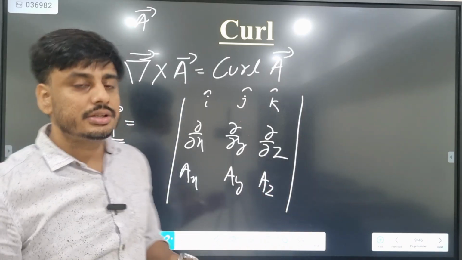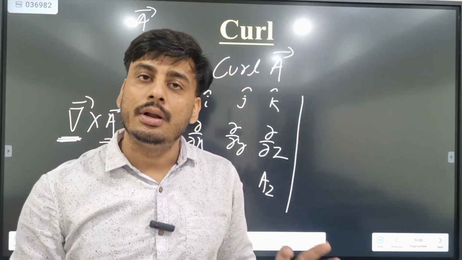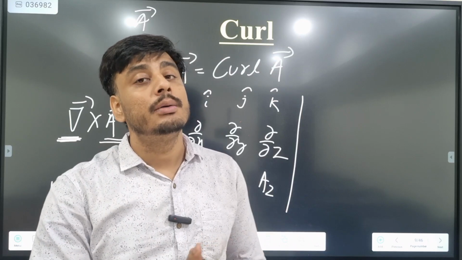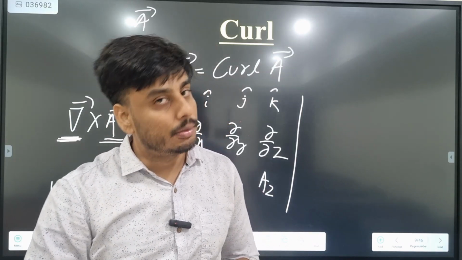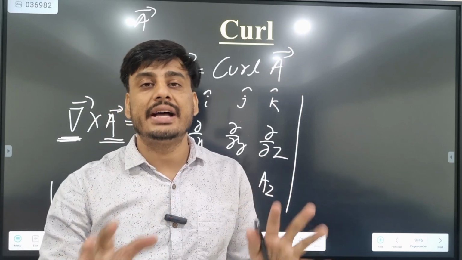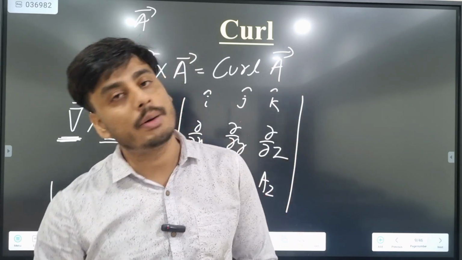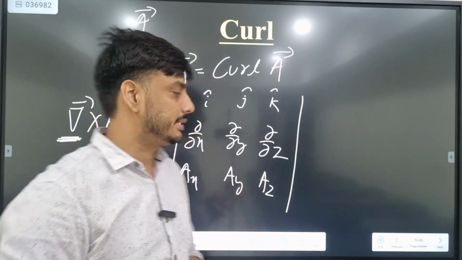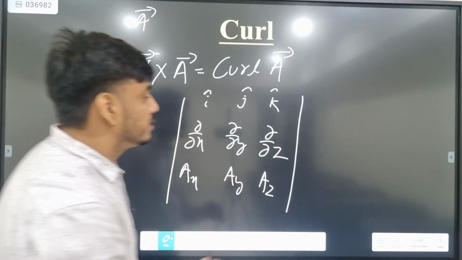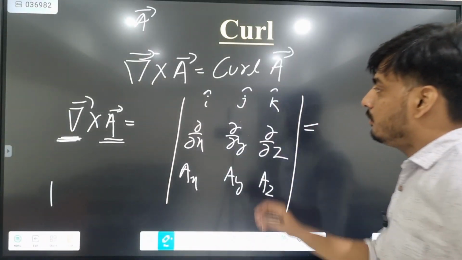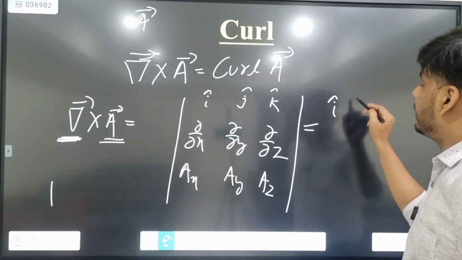Del operator is nothing very complicated. It is simply like the dot product and cross product you have studied in your 11th and 12th class. You just have to use the partial derivative operators. So if you do that, then you can directly write down i cap.